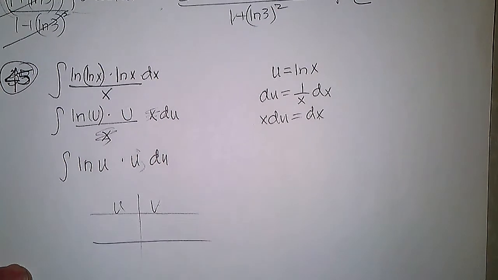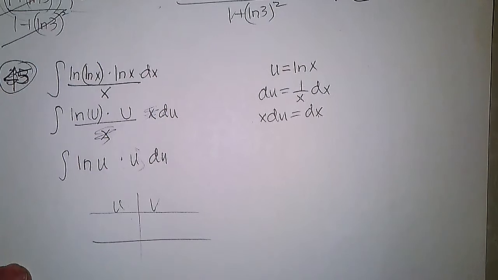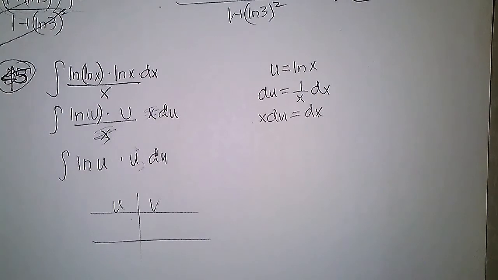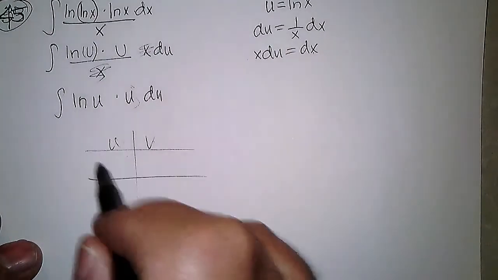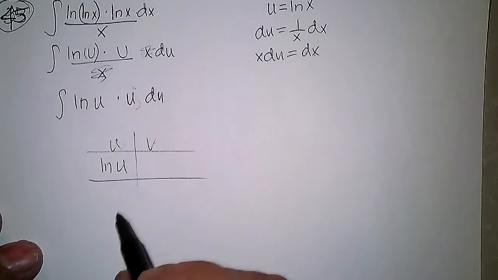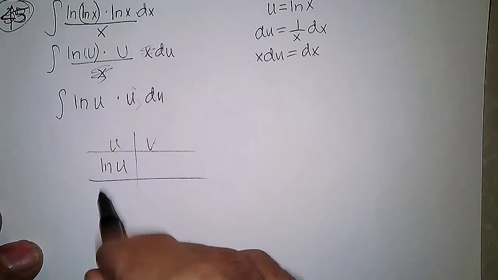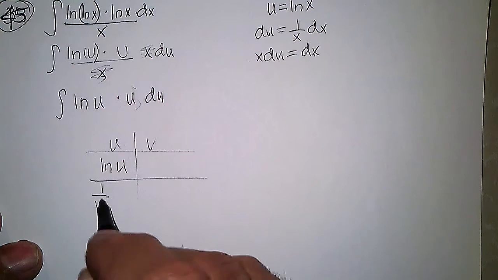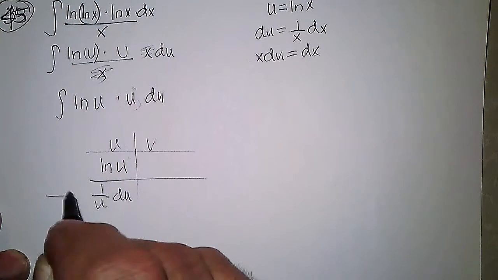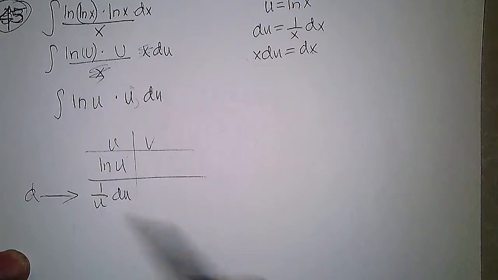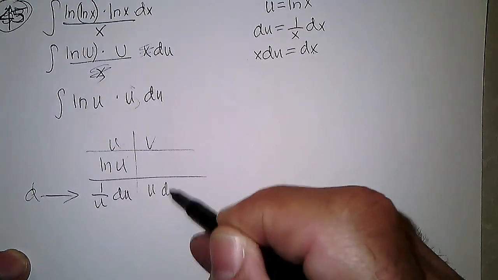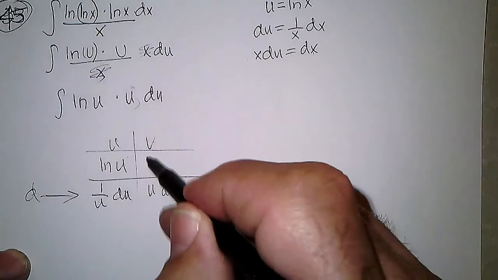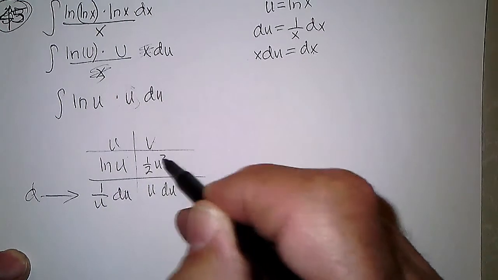but when you have ln, it's kind of hard to take the integral of ln of u. I'm not sure what that is, but we can take the derivative. So we're going to put ln u here. And so du would be 1 over u du. And so we're going to put the u du down here and integrate it, and v would be 1/2 u squared.